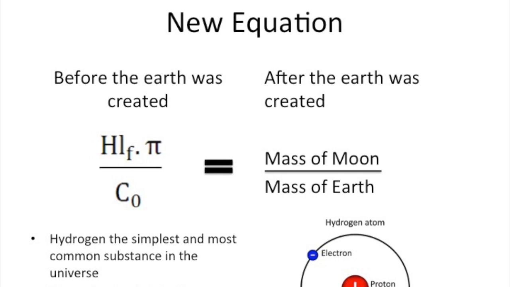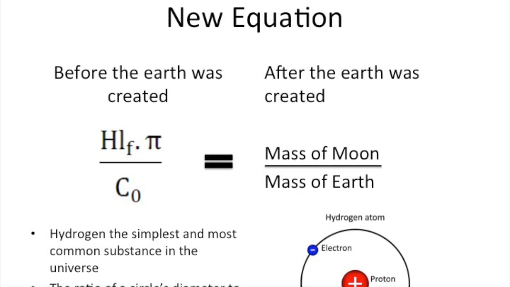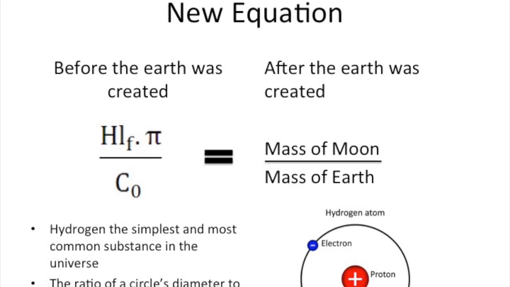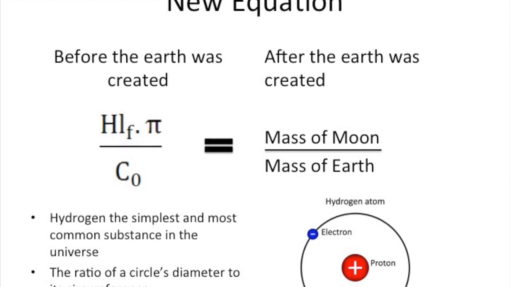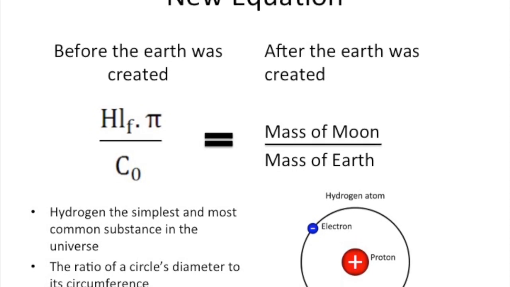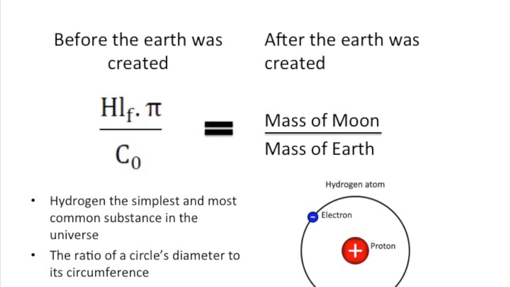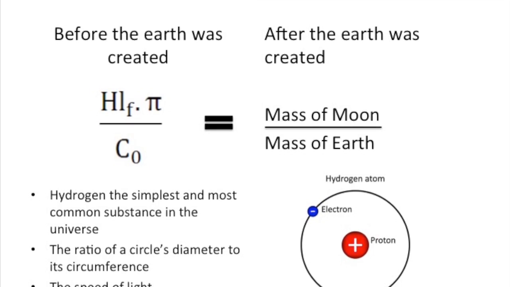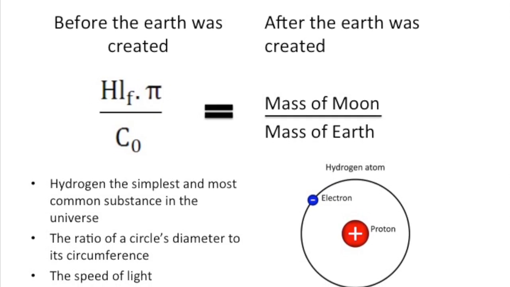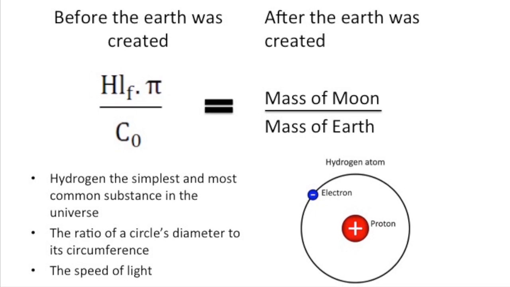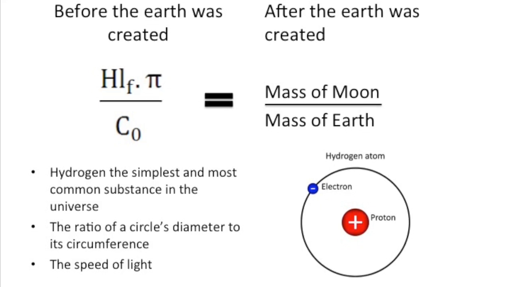And so here we have it, the new equation. On the left side, we have the line frequency of hydrogen times pi, the most simple and common substance in the universe, times the ratio of a circle's diameter to its circumference. Both of these eternal elements and principles divided by the speed of light, something that has always existed, light has always existed. And if we take the ratio of those two things, that turns out to be equal to the mass of the moon divided by the mass of the earth. How astounding is that? How incredibly astounding is that?